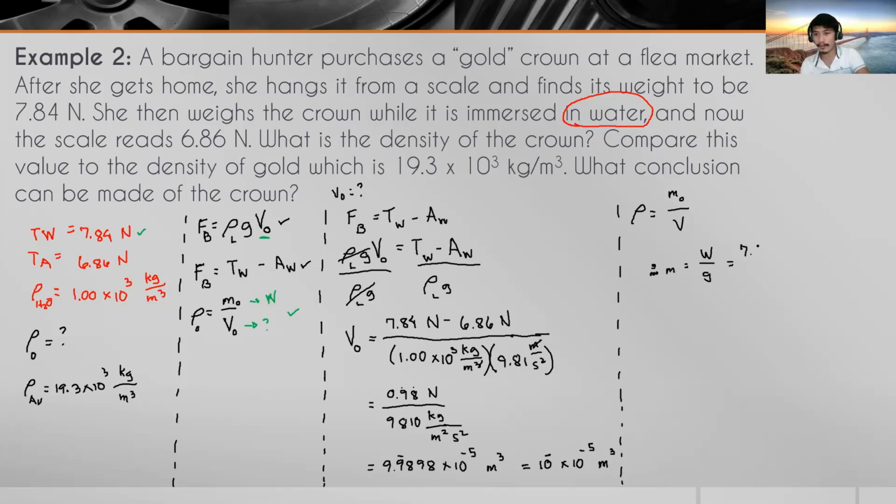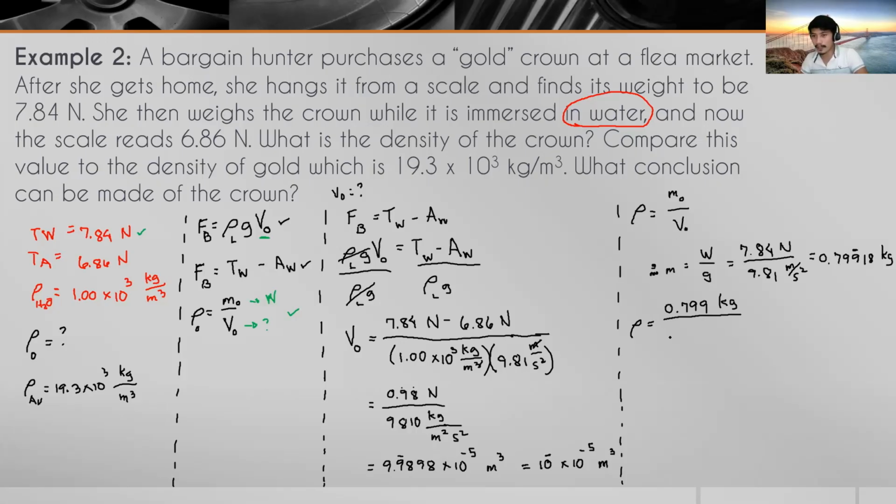So we have 7.84 Newton divided by 9.81 meters per second squared. And that will give us 7.84 divided by 9.81. That will give us 0.79918 kilograms. 3 significant figures hanggang dyan lang. You may pwede round off, pwede din hindi. Pareho lang yan ang sagot later. So density is equivalent to 0.799 kilograms divided by the volume.